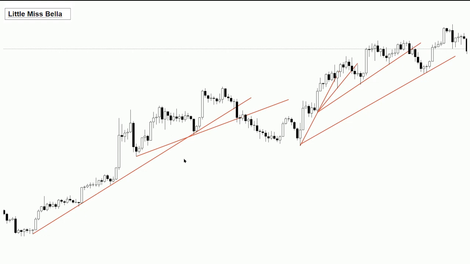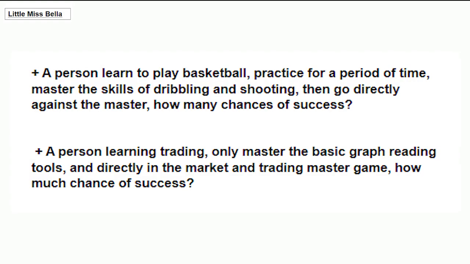Whether it's counting K-lines, drawing trend lines, drawing patterns on a chart, or using technical indicators, these are the fundamentals of trading. Let me take an example. Suppose a person learns to play basketball and practices for a period of time to master the skills of dribbling and shooting, then is asked to play against an expert basketball player. How much chance can you win? In fact, you can't win at all, even though you learned the basic skills. The people who are really good at it are really good, and learning the basics doesn't mean you'll beat them. It's the same in trading and in the investment market.